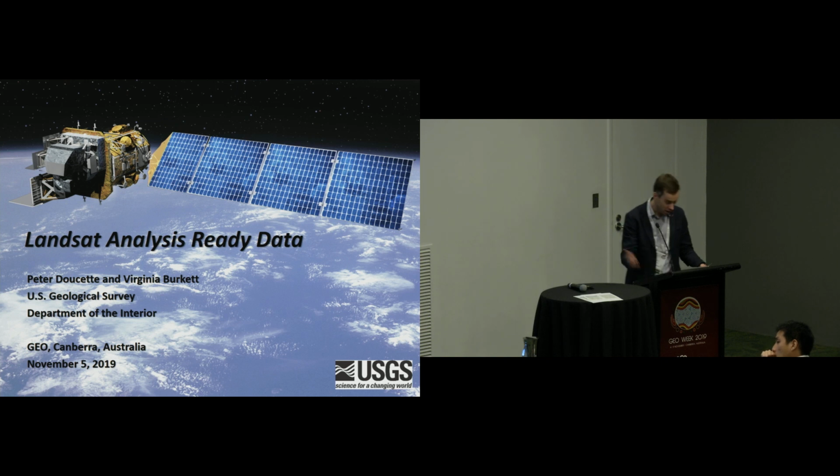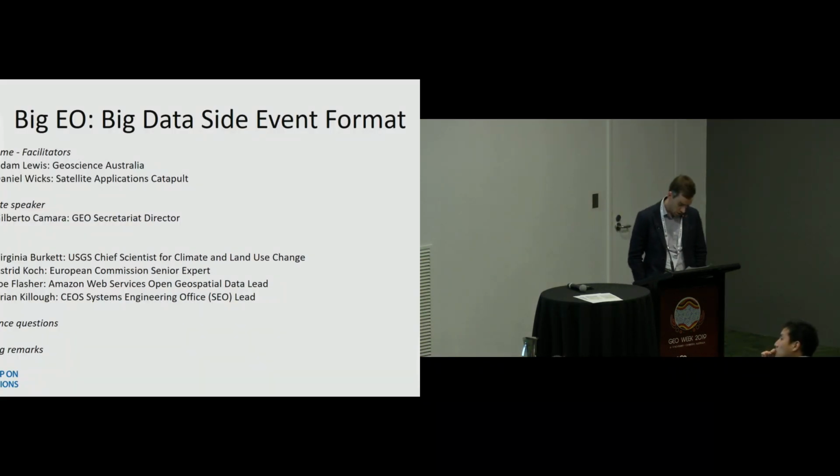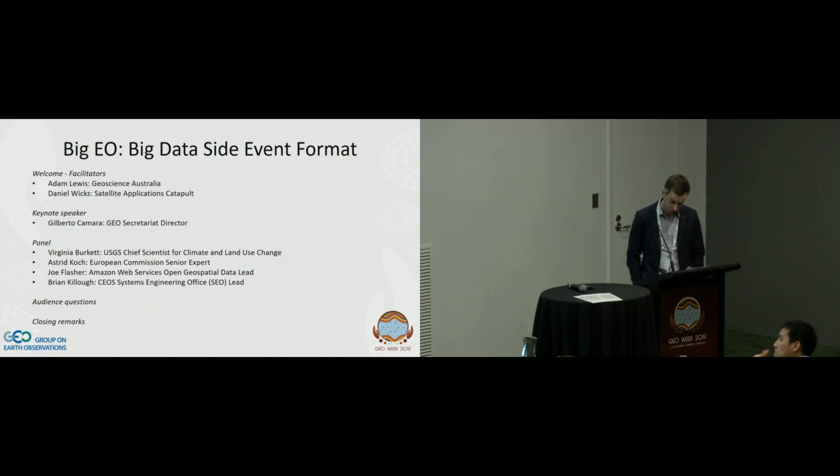Firstly, we have Joe Flasher from Amazon Web Services. He's the Open Geospatial Data Lead, helping organizations make the most effective use of data in the cloud. Dr. Brian Kielau, with NASA, 32 years at NASA, currently leading CEOS's Systems Engineering Office, which supports CEOS in a number of initiatives. Dr. Virginia Burkett from USGS, who's the Chief Scientist for Climate and Land Use Change. She is the chair of the US Global Change Research Program as well.